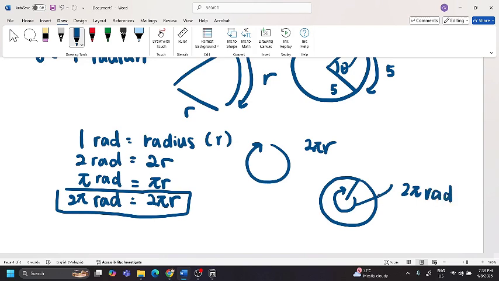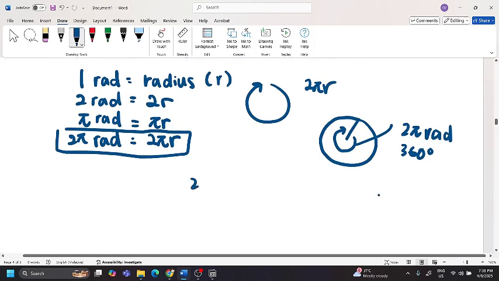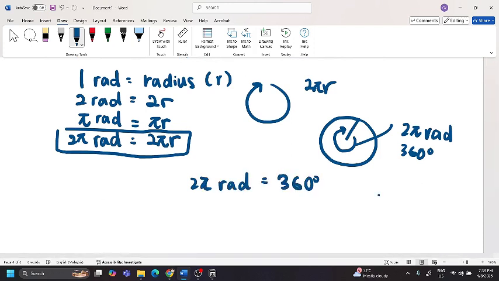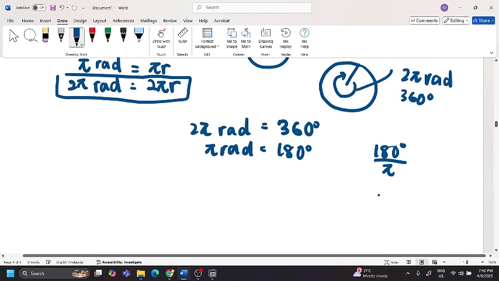So from here, this one is the angle in terms of radian. For the whole circle, the angle in terms of degree is how much? It's equal to 360 degree, right? So we know that 2 pi radian is also equal to 360 degree. Then pi radian is equal to how much? Equal to 180 degree. That's where your 180 degree and pi comes from.